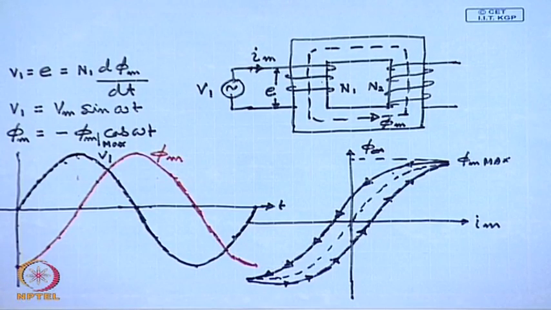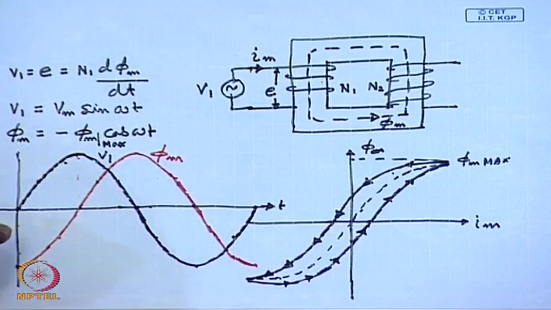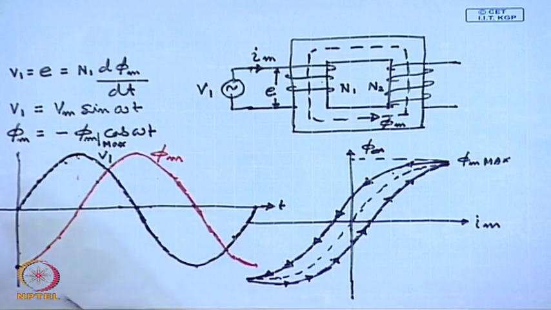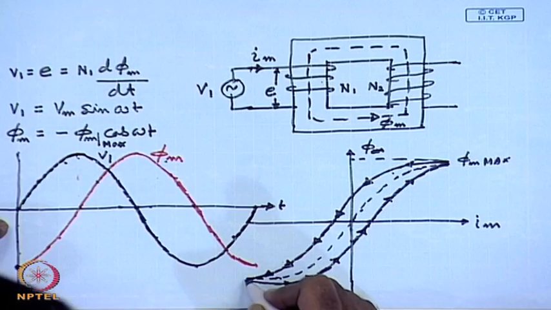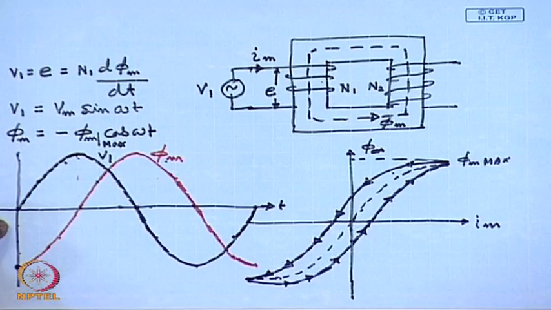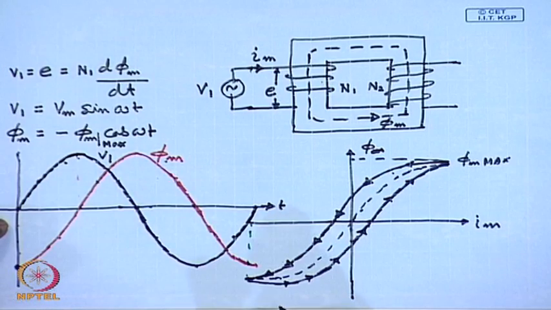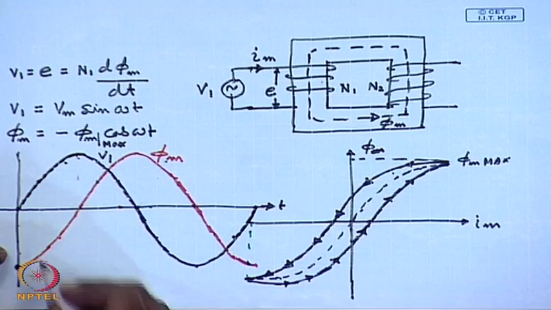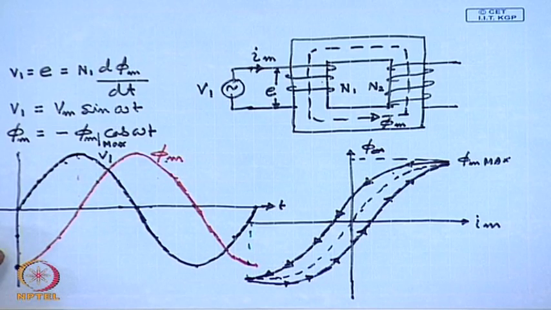In order to find the current waveform Im that will generate this flux phi m, we take the help of this magnetization characteristics. Let us say at time t equal to 0, phi m is at its negative peak, corresponding to this point in the magnetization characteristics. So, the magnetization current is at its negative maximum. Let us say here.